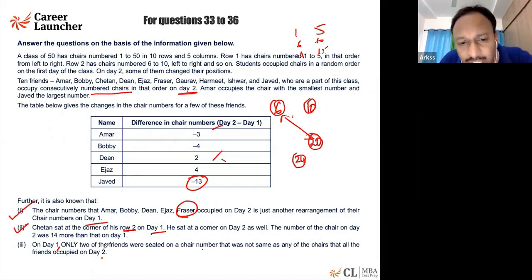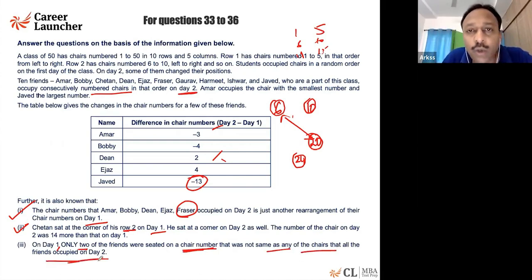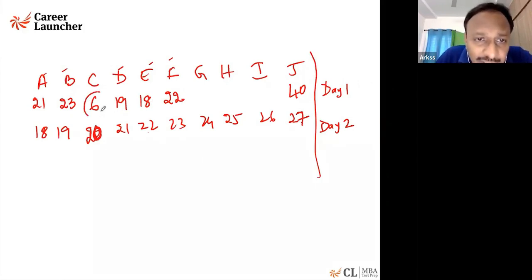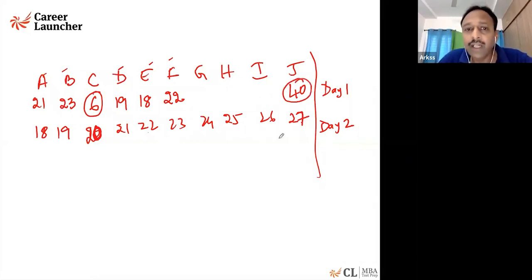On day 1, only 2 of the friends were seated on a chair number that was not the same as any of the chairs that all the friends occupied on day 2. First, I know what they occupied on day 2. We are saying only 2 of them did not occupy the same numbers, which means 6 is definitely not there in this and 40 is definitely not there in this.